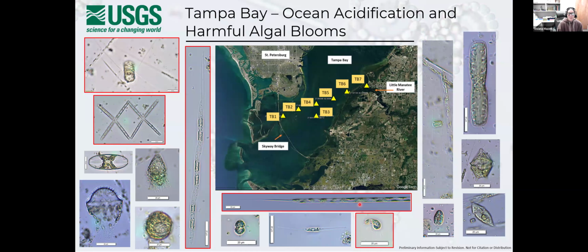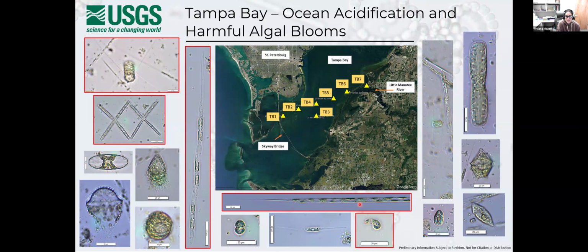So we have a project in Tampa Bay. Tampa Bay and the Gulf of Mexico, as you may know, experience frequent HABs of Karenia brevis, known as red tides. Karenia brevis produces a potent toxin called brevetoxin, which is harmful to humans and wildlife. Pyrodinium bahamense is another dinoflagellate that is a common HAB former in Tampa Bay and the Gulf of Mexico, and it produces saxitoxins, which is the cause of paralytic shellfish poisoning.